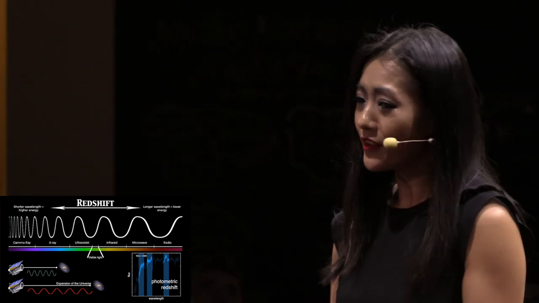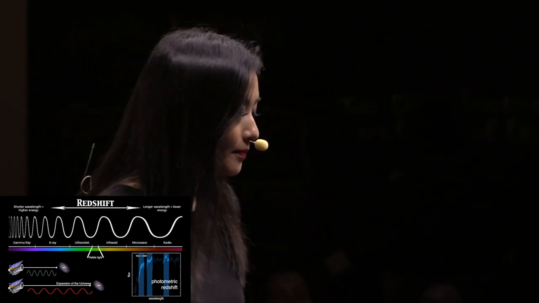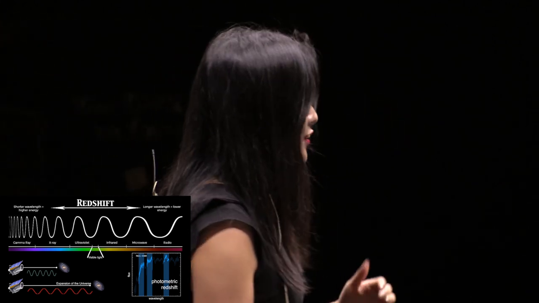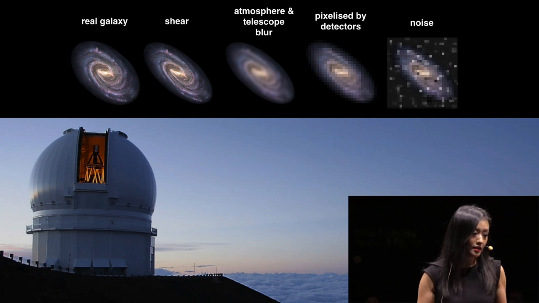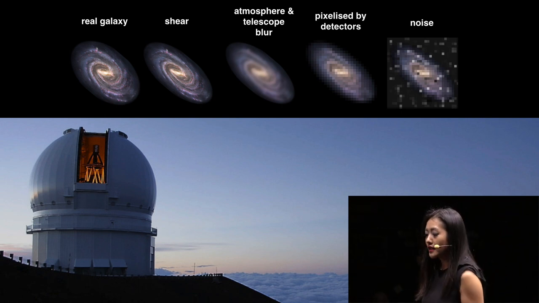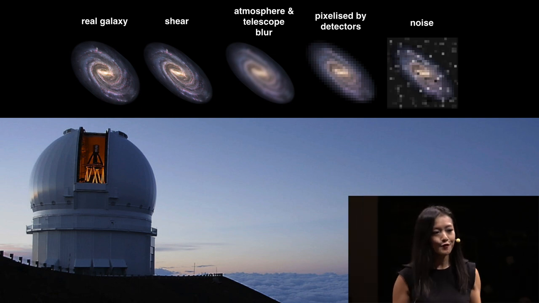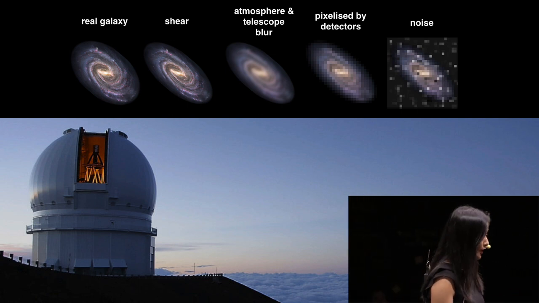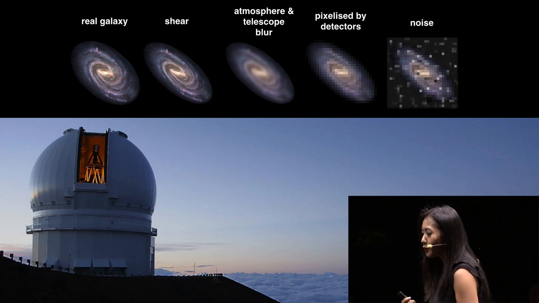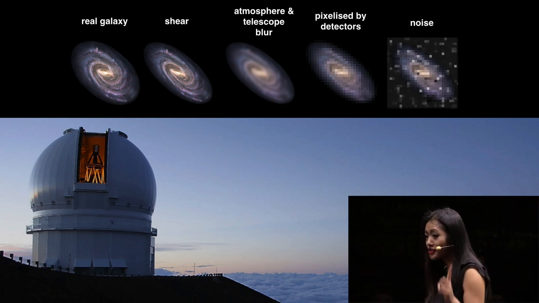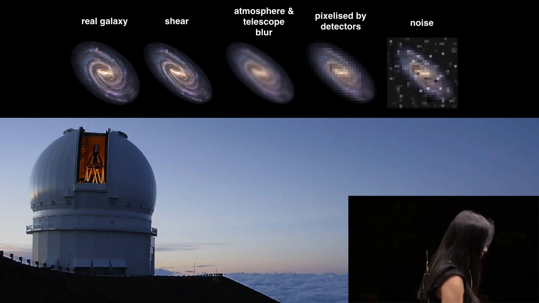Unfortunately, real galaxies are not perfectly circular. They're quite elliptical in shape. And the gravitational lensing causes the change in shape of a galaxy of order 1%. And if you're like me, we tend to use telescopes from the Earth. We have to see our galaxies through the atmosphere and through the telescope, so our galaxies appear blurred. And also, we get pixelization from our detectors. And of course, there's noise. And we have to measure a 1% change in the shapes of galaxies from all of this.